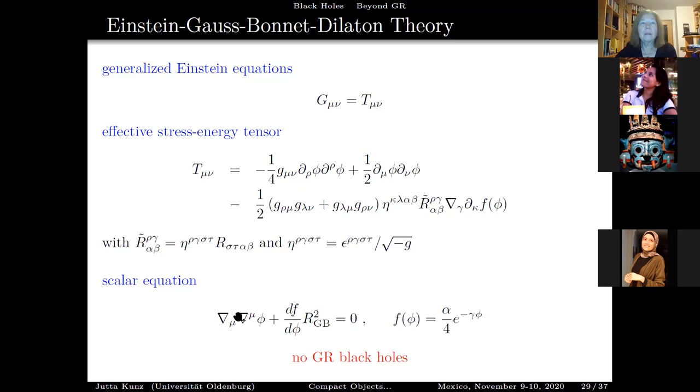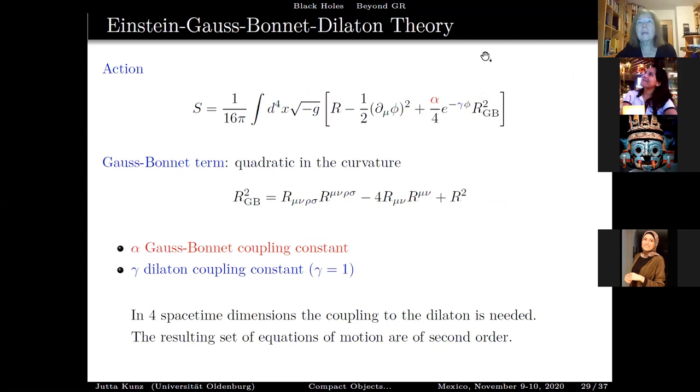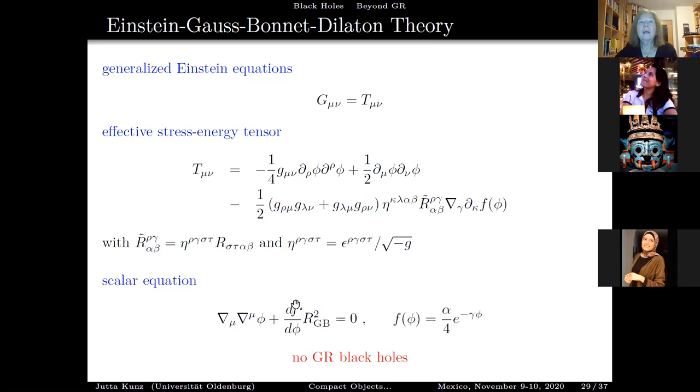And then we have the coupling function, which is this coupling function here. We take the derivative with respect to phi and the Gauss-Bonnet term. Because of the way we have chosen this coupling function, we do not obtain the ordinary GR black holes. So the Schwarzschild black hole or the Kerr black hole are not solutions of our system of equations. This makes these solutions special and different from the next type I'll discuss. So here, there are no GR black holes.